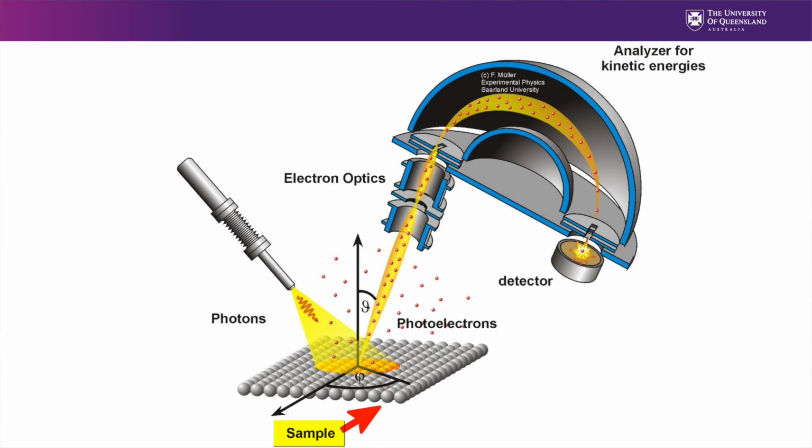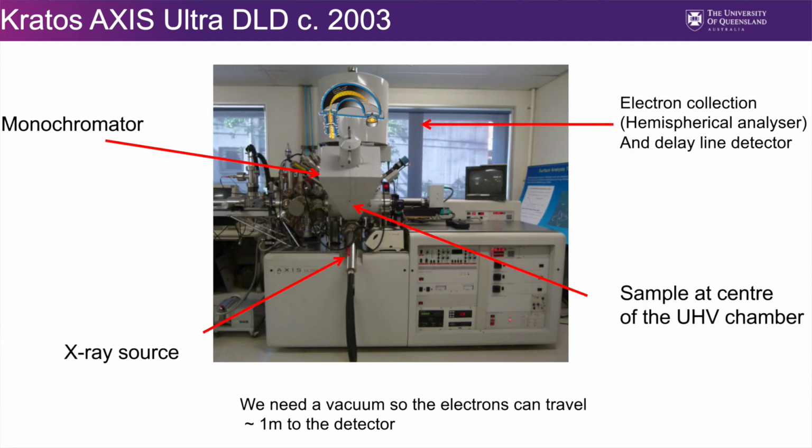We have a sample. We shine X-rays at the sample. This gives off photoelectrons. These electrons then pass through a series of different optics, through a hemispherical analyzer, and hit a detector. And that's the basic principle of all XPS instruments. This is the old instrument that we have. This is called an Axis Ultra delay line detector instrument. This is about 20 years old now, and we have an X-ray source. The X-ray has a monochromator, they hit the sample, electrons are produced, they pass through an analyzer, and we get detected.